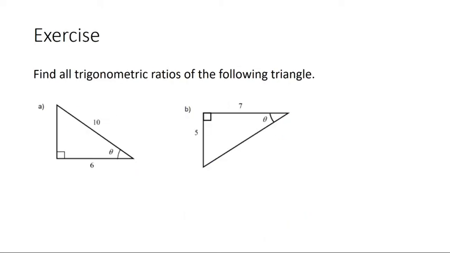Now, pause your video and try to do this exercise. For this exercise, we want to find all the trigonometric ratios of the following triangles. Before we start, we need to look at the information given in this question. We find that we have a value of 6, which is the value of the adjacent, and the value of 10 for the hypotenuse. So, meaning that we are looking for the opposite by using the Pythagoras theorem.